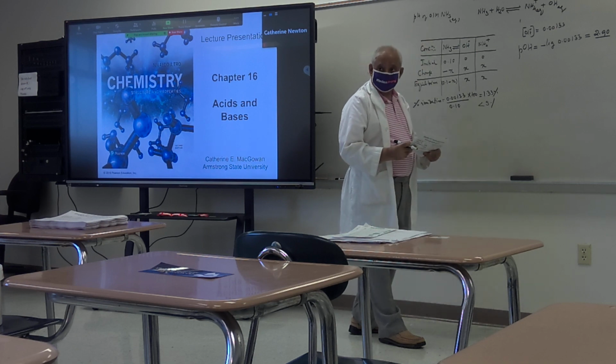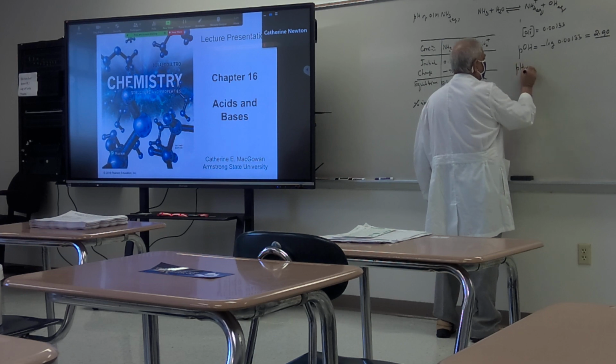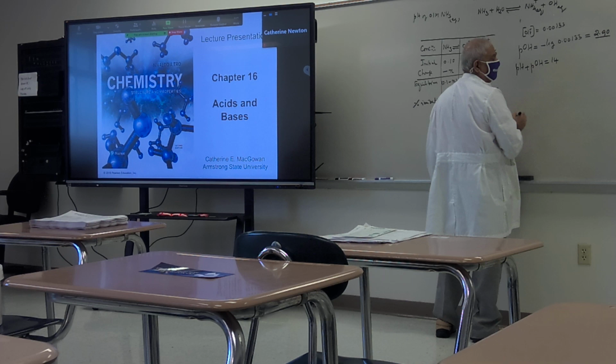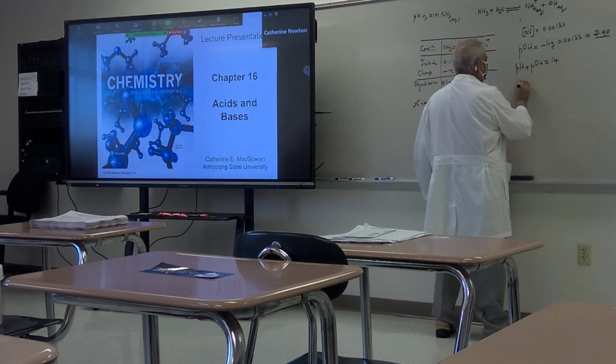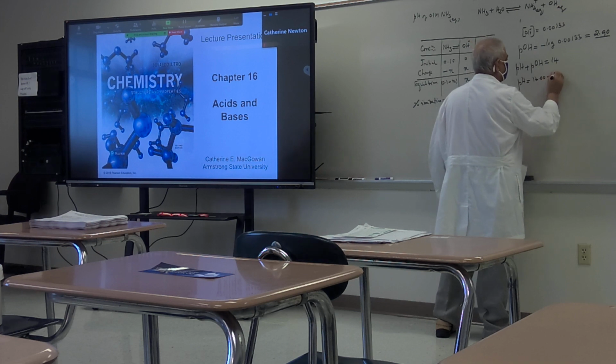What are they asking for? You have to calculate the pH, right? So you know this formula: pH plus pOH equals how much? 14. So pH equals 14 minus 2.9. That is your answer.